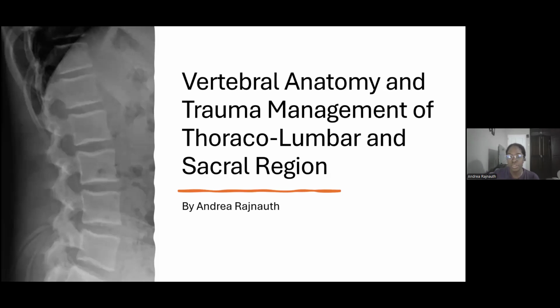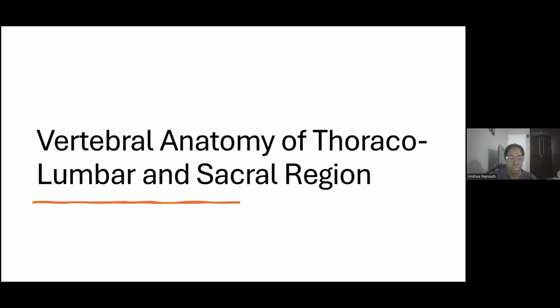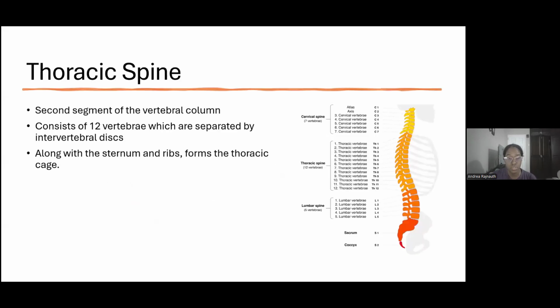I am Andrea Rajnath, and I'll be going through vertebral anatomy and trauma management of the thoraco-lumbar and sacral region. So first, we will go through the vertebral anatomy of the thoraco-lumbar and sacral region.